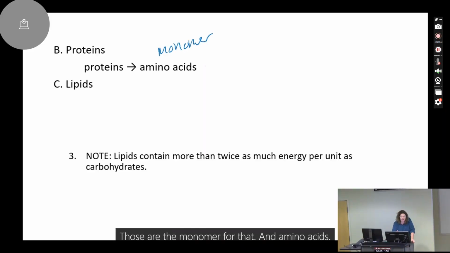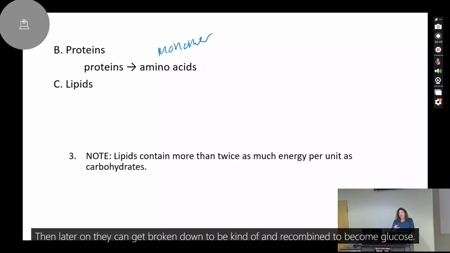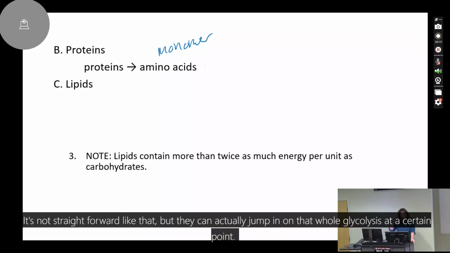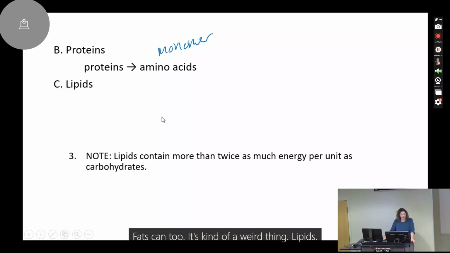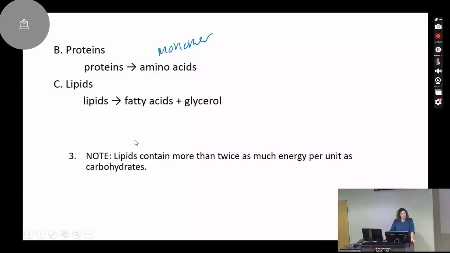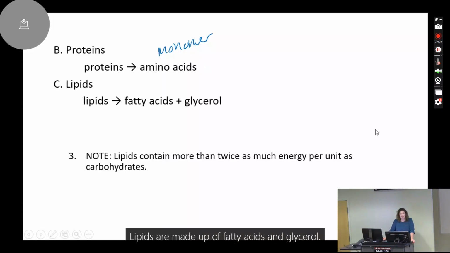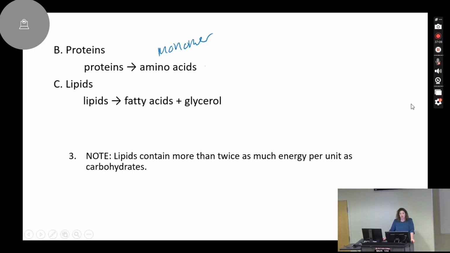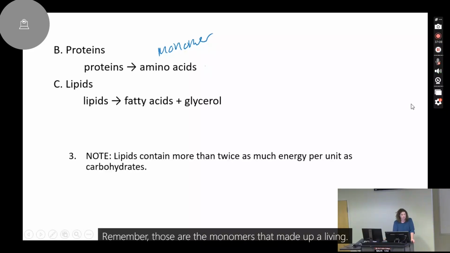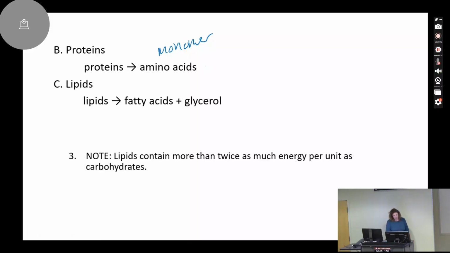And amino acids, later on, can get broken down and recombined to become glucose. It's not straightforward like that. But they can actually jump in on that whole glycolysis at a certain point. Fats can too. It's kind of a weird thing. Lipids are made up of fatty acids and glycerol. Remember, those were the monomers that made up a lipid.